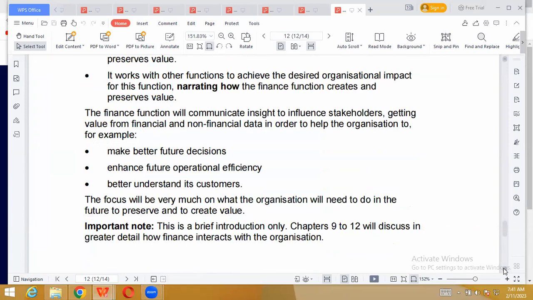So the finance function will communicate insights to influence stakeholders, getting value from financial and non-financial data in order to help the organization, for example, make better future decisions, enhance future operational efficiency, and better understand its customers. So that is basically the more important use of financial and non-financial information: to make better future decisions, enhance future operational efficiency, and better understand its what? Its customers. So that is very important.